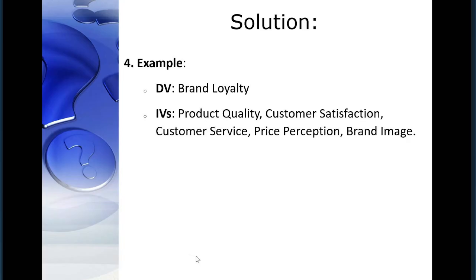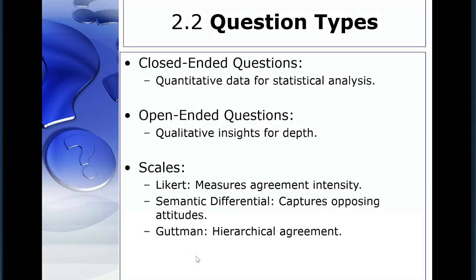Now, moving on to the next part, question types. So choosing question types is essential for effective questionnaire design. Closed-ended questions offer structured responses, ideal for quantitative data analysis, while open-ended questions allow respondents to share detailed insights. Each type serves a unique purpose in consumer behavior.